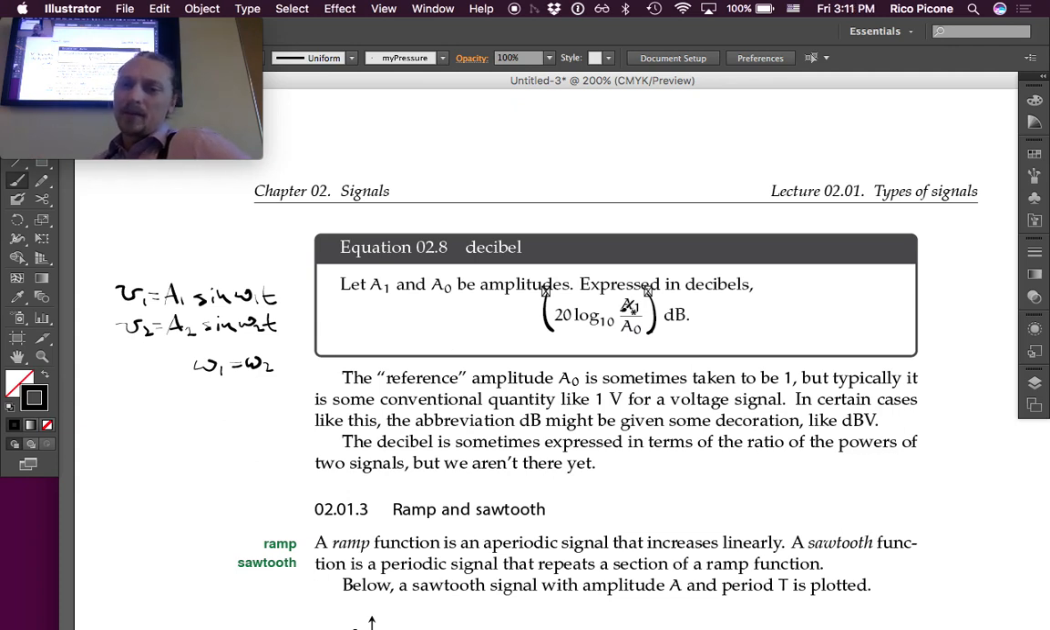The reference amplitude, A0, is sometimes taken to be 1, but typically it is some conventional quantity like 1 volt for a voltage signal. In certain cases the abbreviation dB might be given some decoration like dBV, which gives you a hint that we used 1 volt as our reference amplitude for this decibel value. So it shows up a lot.